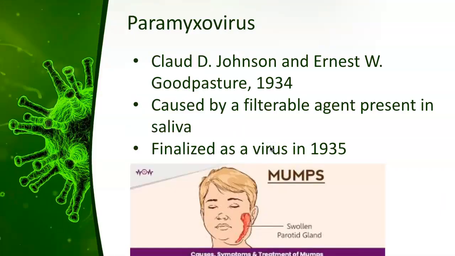So paramyxovirus is the bacteria that it is known to originate from. This virus was discovered and documented by Claude D. Johnson and Ernest W. Goodpasture in 1934 by showing that it could be transmitted from infected patients to rhesus monkeys and demonstrated that mumps was caused by a filterable agent found in saliva. This was finalized as a virus in 1935.